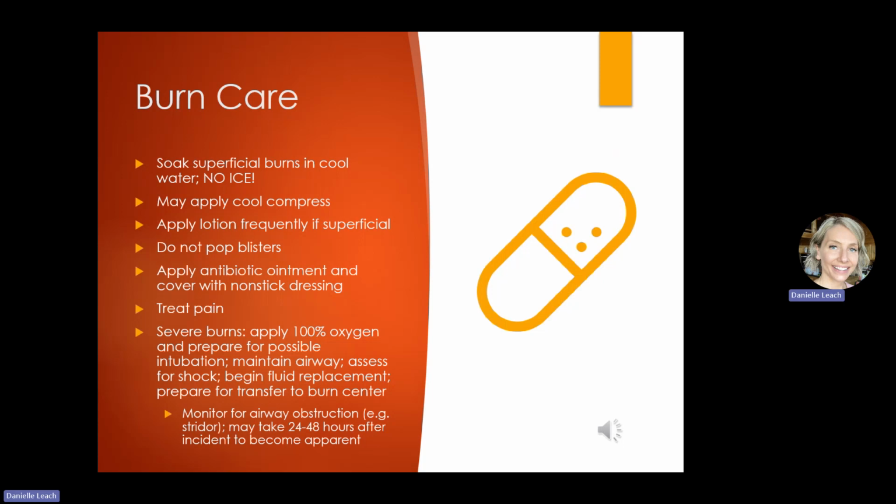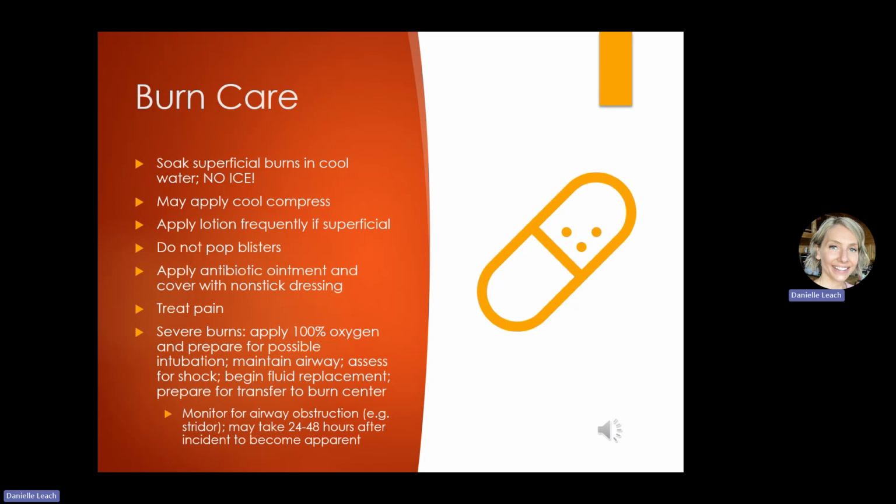For severe burns, say like someone that is in a house fire or a car fire, we want to apply 100% oxygen immediately and help maintain and assess their airway. We want to assess for shock from dehydration. Burns can quickly dehydrate a person, so we're going to begin fluid replacement and prepare for transfer to a burn center. If they have severe burns, they're usually going to be transferred to a burn center.